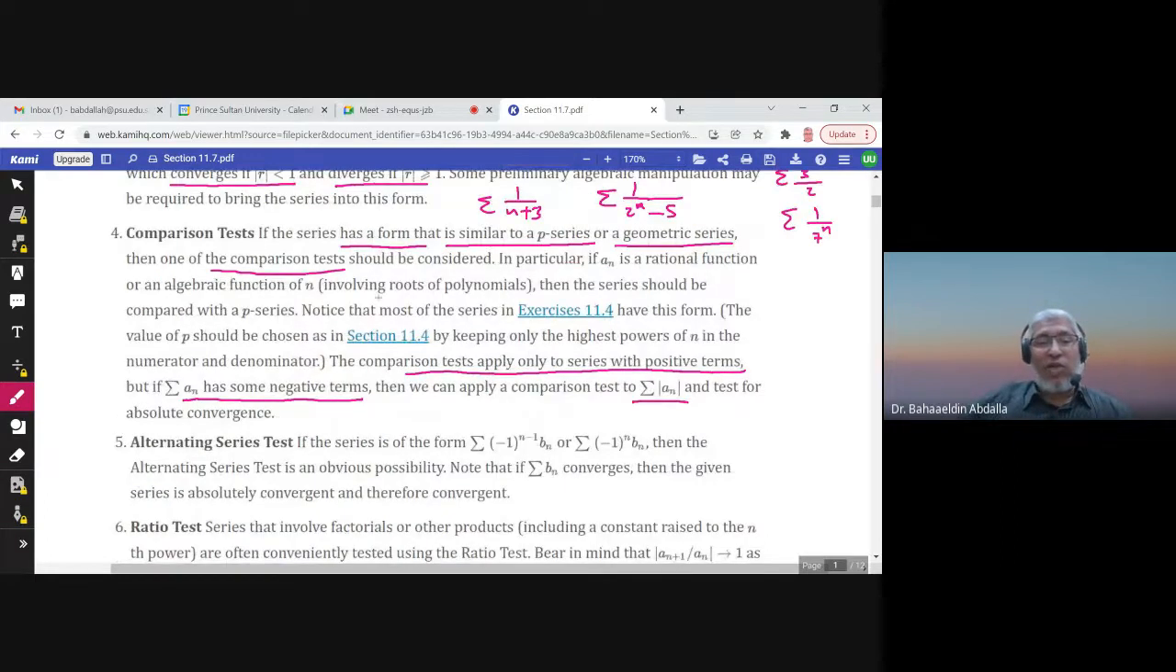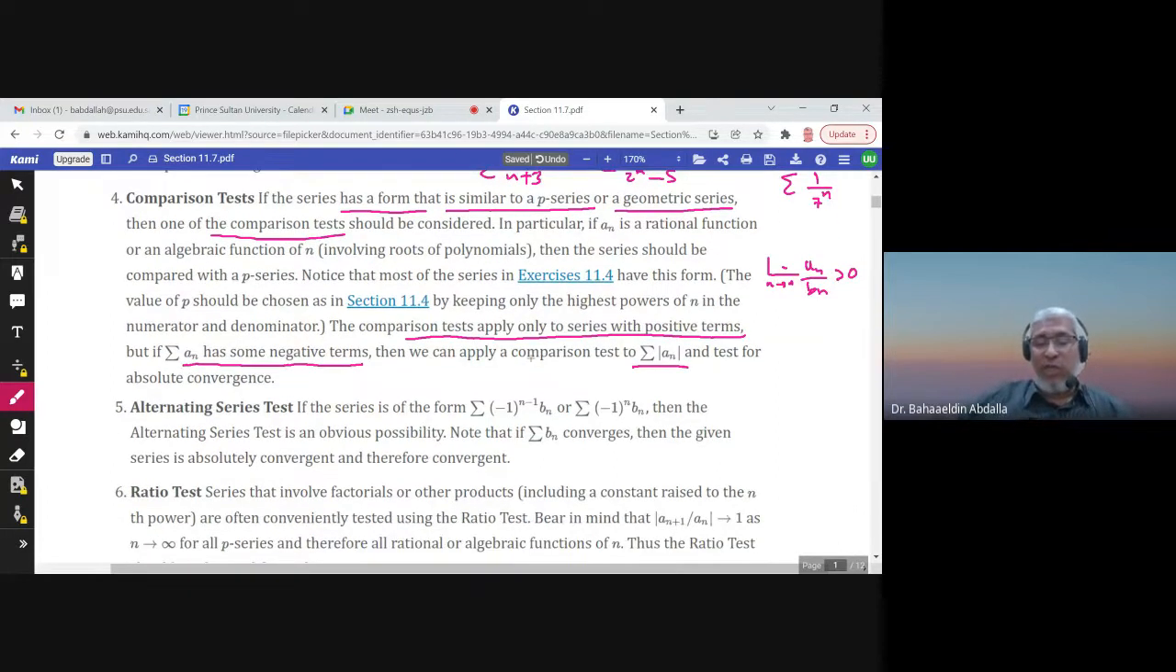If you cannot use the direct comparison test, then you can use the limit comparison test. The limit comparison test says that if the limit of an over bn is greater than 0 as n approaches infinity, then the summations of an and bn would be either both divergent or both convergent. So please also, for more information, study section 11.4.